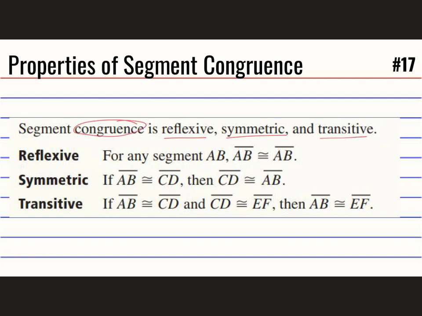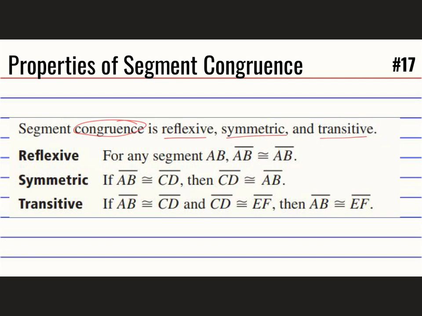So for any segment AB, segment AB is congruent to segment AB. If segment AB is congruent to segment CD, then segment CD is congruent to segment AB. And lastly, if segment AB is congruent to segment CD and segment CD is congruent to segment EF, then segment AB is congruent to segment EF.